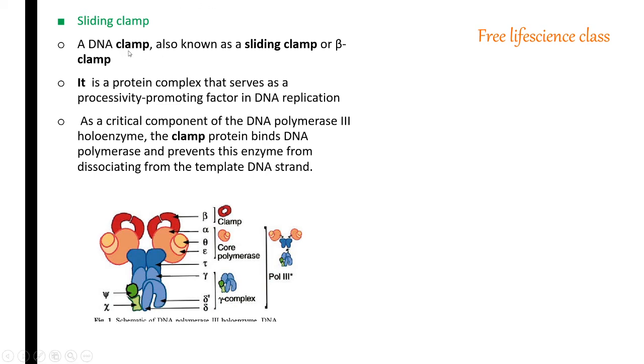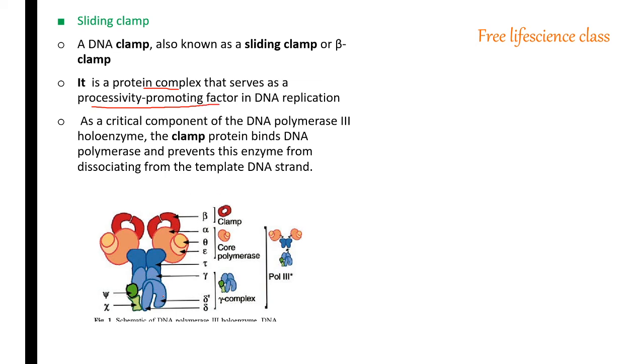A DNA clamp or sliding clamp is also known as beta clamp, and the homologue of this sliding clamp in human is PCNA. So the DNA clamp is a protein complex that serves as a processivity promoting factor in DNA replication.